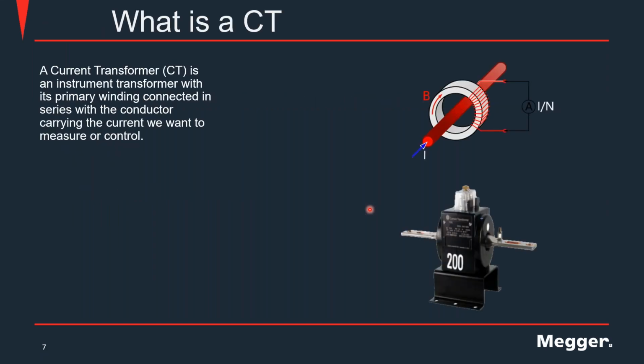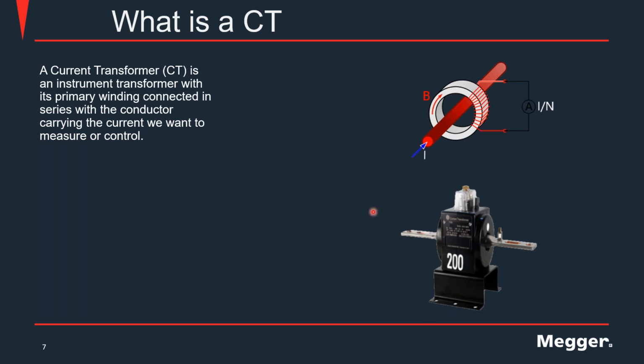Now, what is a current transformer? Well, a current transformer is an instrument transformer with its primary winding connected in series, as you can see on this model here on the right, with the conductor carrying the current that we want to measure or control. Now, when you have current circulating through this conductor, a magnetic field is created, which in turn creates a voltage on the winding that we call the secondary winding, which will make a current circulate when we connect a load to that winding. What we see here is a real implementation of the concept that we're showing on the right.